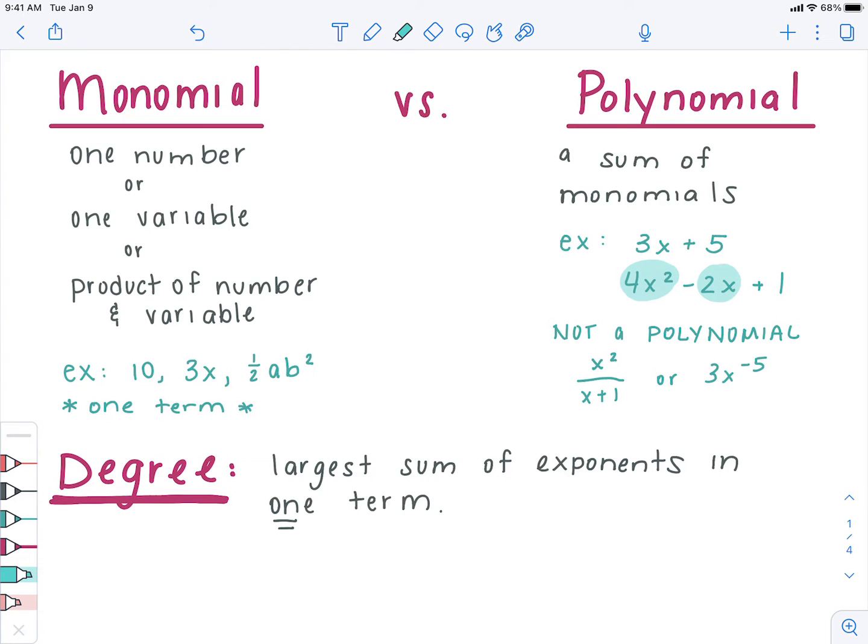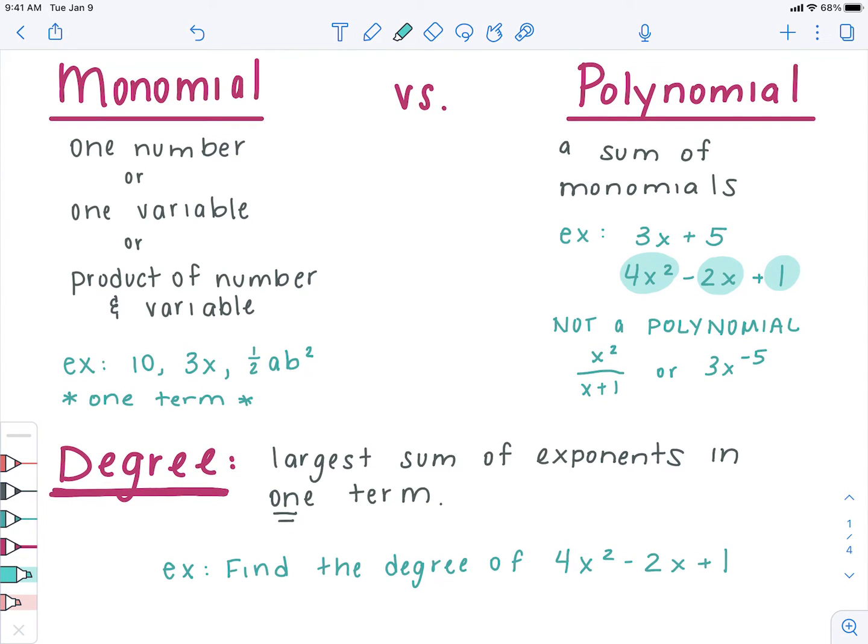Like this polynomial has 3 terms because they're separated by addition and subtraction signs. The terms are the things that are connected to each other. So if I wanted to, for example, find the degree of 4x squared minus 2x plus 1, I want to look at each term, add up all the exponents that I have, and see which one is the biggest sum, and then that's going to be my degree.